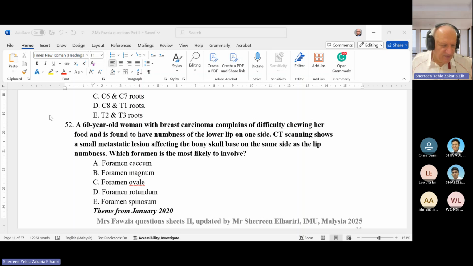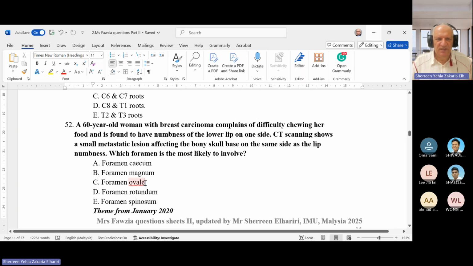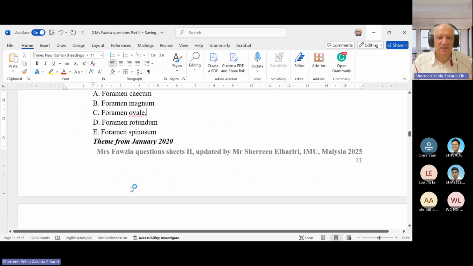Which foramina is most involved? So I think he is looking for the mandibular nerve. So the mandibular nerve affects the patient, so it can affect the sensation and all this. So the question is, which foramina does the mandibular nerve pass through? Anyone have an answer? Foramen? Ovale. Foramen ovale is one of the foramina through which the mandibular nerve passes.